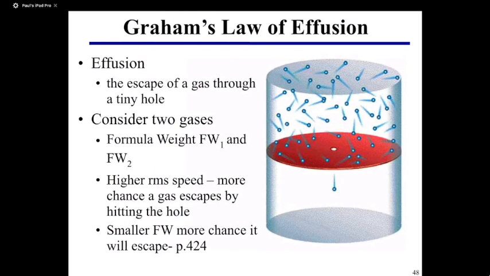Graham's law of effusion. Effusion is this: if by chance there is a little tiny hole and a gas there, the gas will get through that little tiny hole. And if you have 2 gases, the one that has the smallest weight will go out faster.